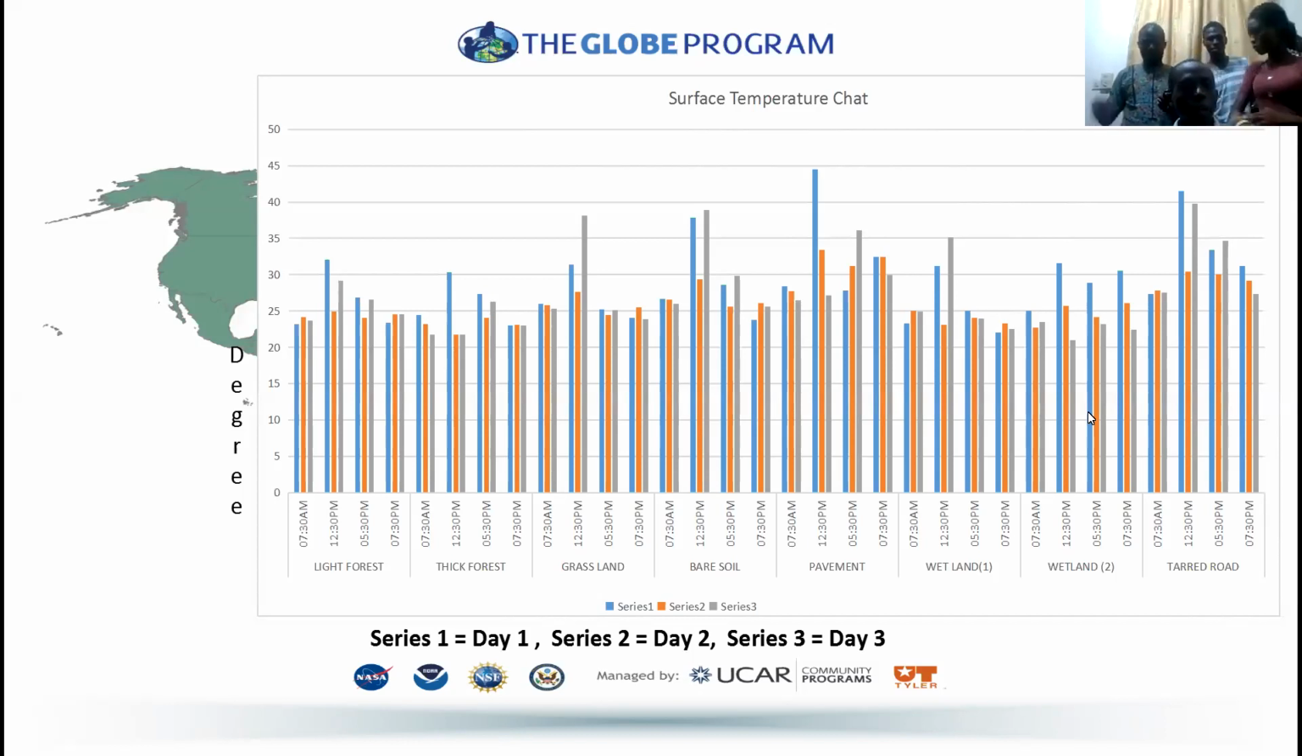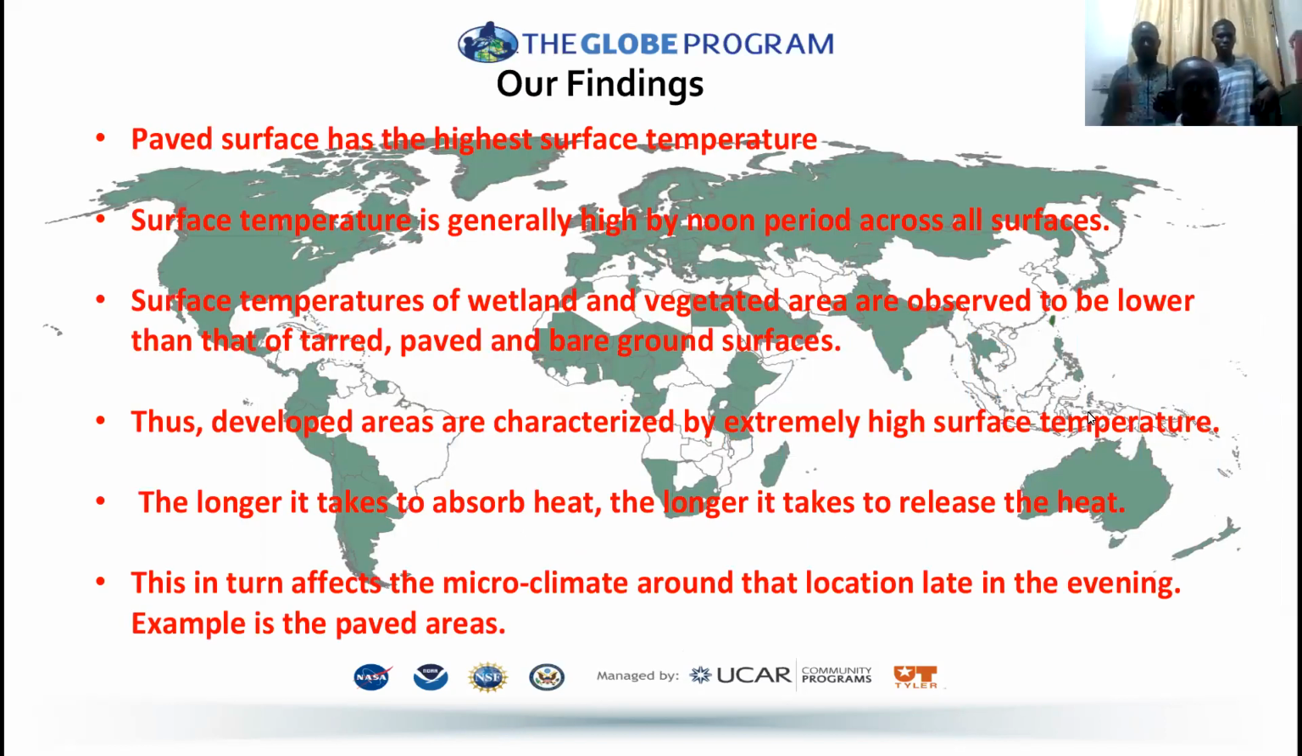Right. So, from the slides that were presented, the paved surface has the highest surface temperature. The surface temperature is generally high by noon across all surfaces. By noon, the sun is at its peak, so it radiates to the floor, so everywhere would be hot. The surface temperature of wetland and vegetated areas is observed to be lower than that of tarred, paved, and bare ground surfaces.